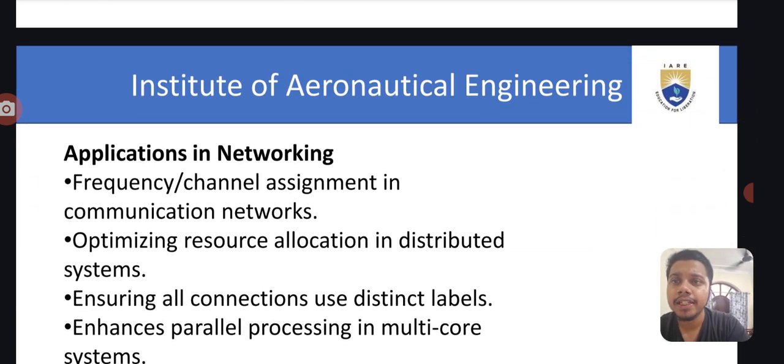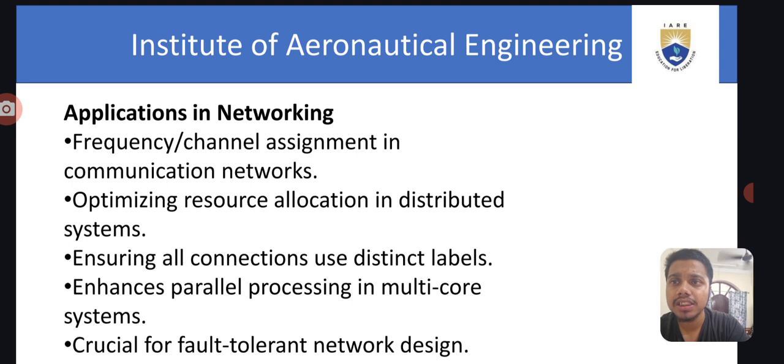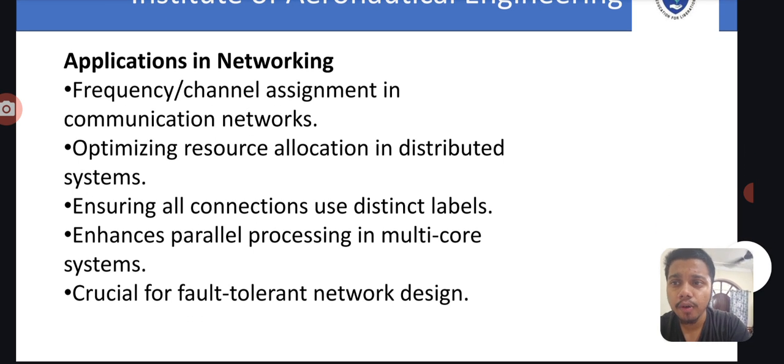Applications in networking: frequency or channel assignment in communication networks, optimizing resource allocation in distributed systems, ensuring all connections use distinct labels, enhancing parallel processing in multi-core systems, and crucial for fault-tolerant network design.